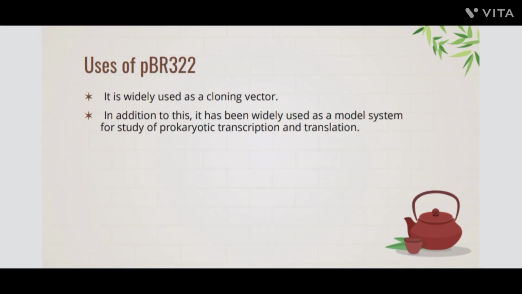There are some uses of pBR322. It is widely used as a cloning vector. In addition to this, it has been widely used as a model system for the study of prokaryotic transcription and translation.